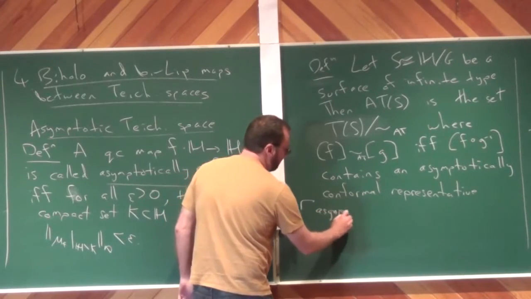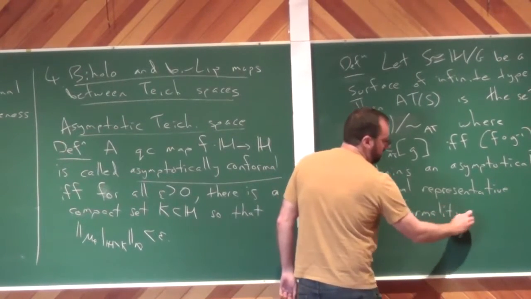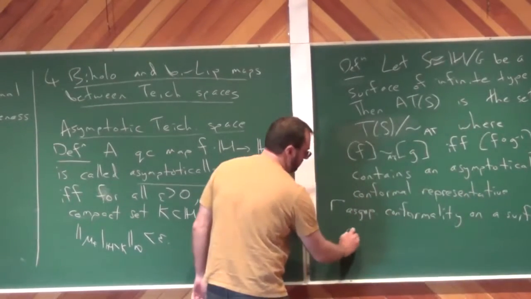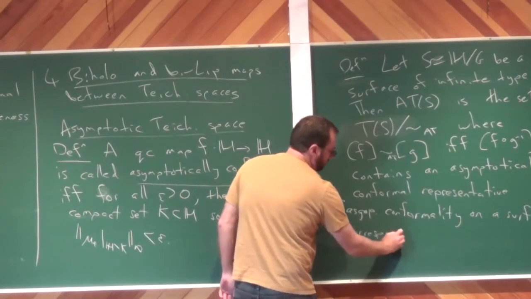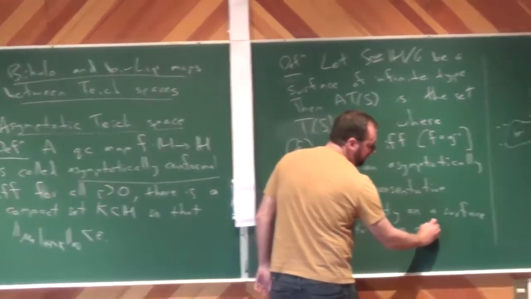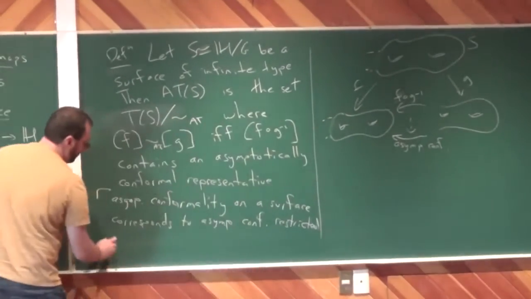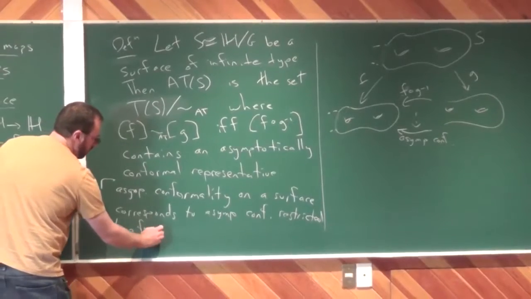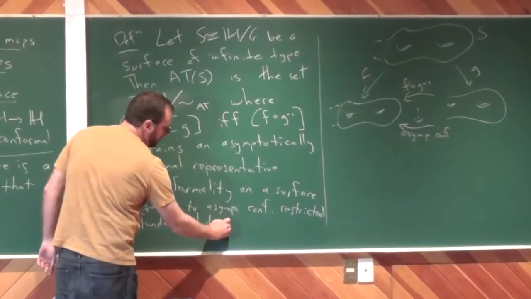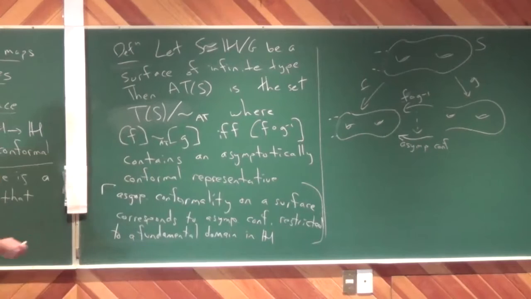So asymptotic conformality on a surface corresponds to asymptotic conformality restricted to a fundamental domain in the upper half plane.